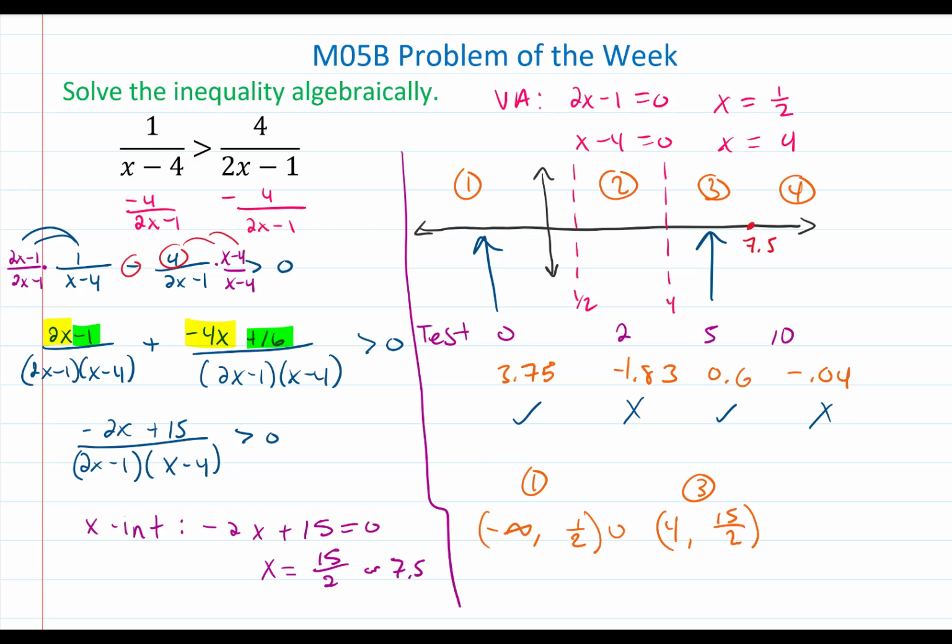It's again all the intervals where my graph is above the x-axis, which happens to be from negative infinity to 1/2 and 4 to 15 halves.